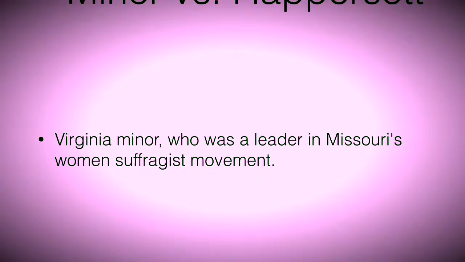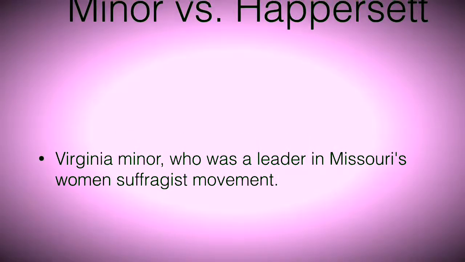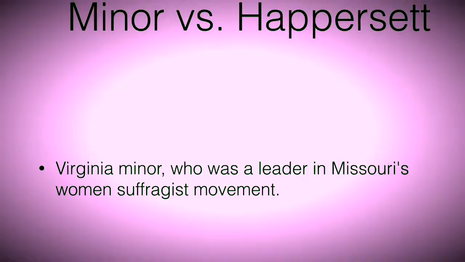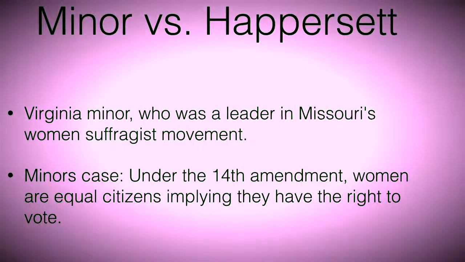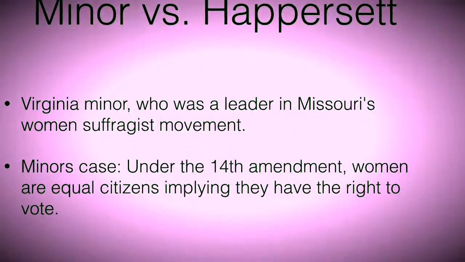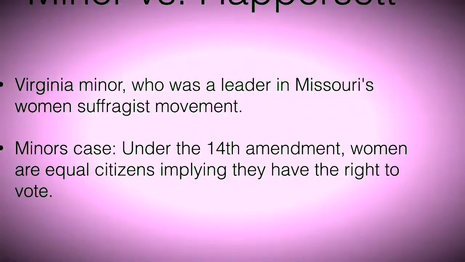The Supreme Court case Minor v. Happersett featured a woman named Virginia Minor, a leader in Missouri's women's suffragist movement, versus Reese Happersett. On October 15, in 1872, Minor attempted to vote but was refused by Happersett, the registrar.